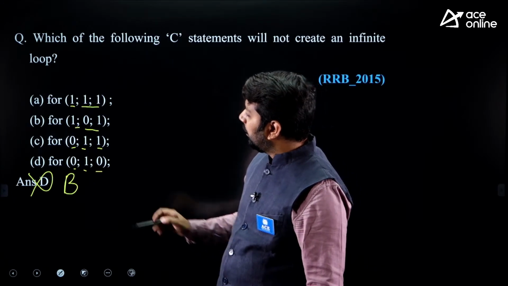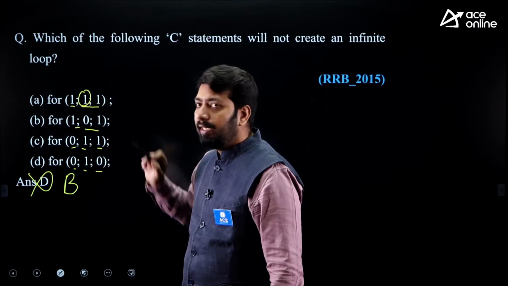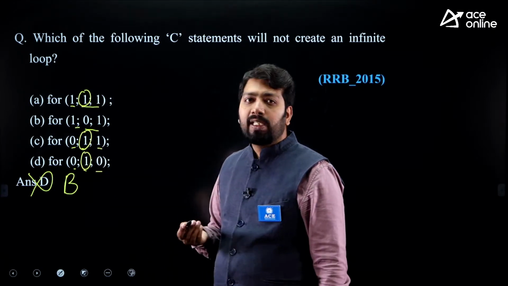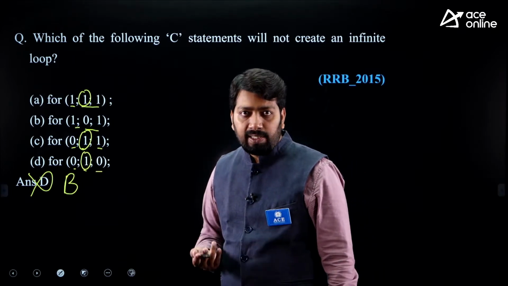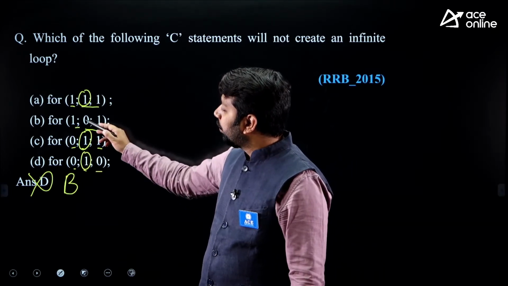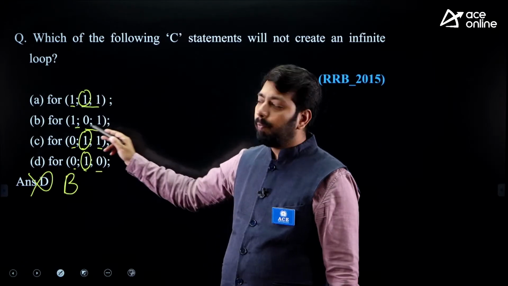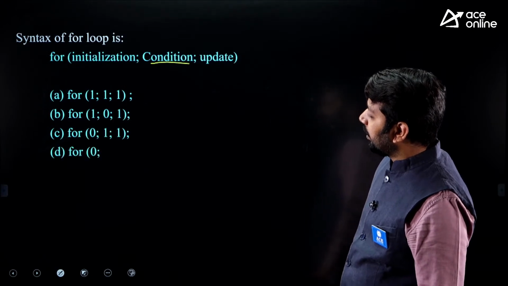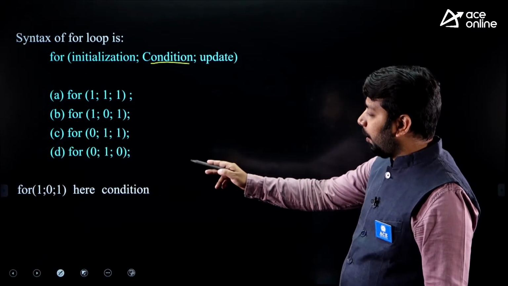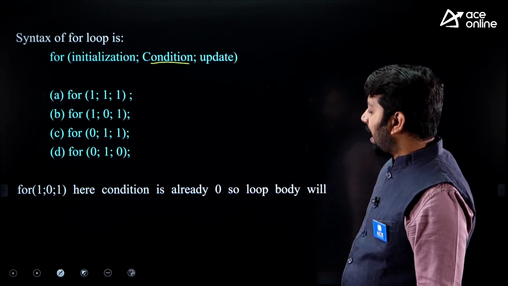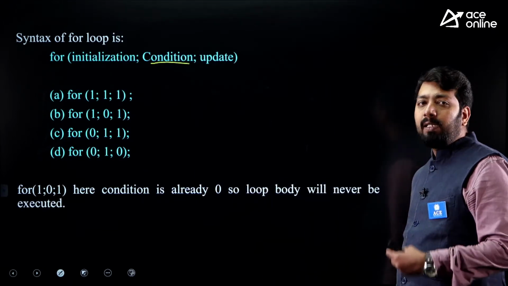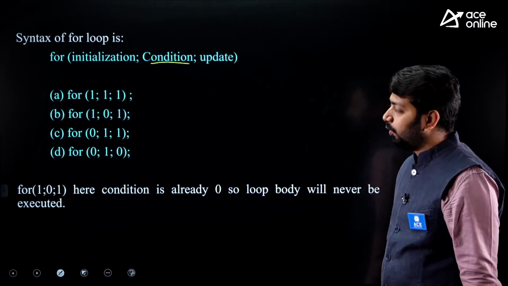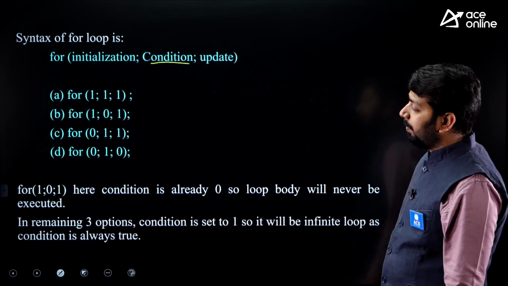Now come back to our question. One is considered as true, so it is always true. If it is always true, that means it is an infinite loop. So we will get the non-infinite loop only in option B, where for 101 our condition is already 0. That means the body of the loop will never be executed. We will directly go outside the loop. So the answer is B.